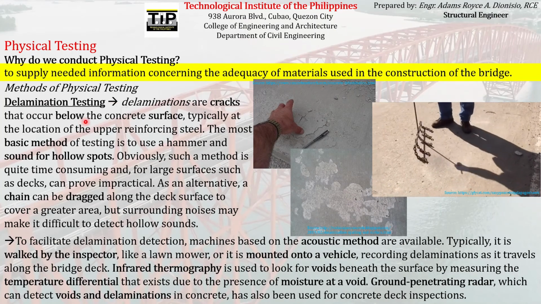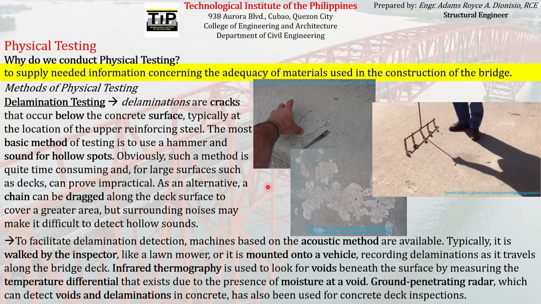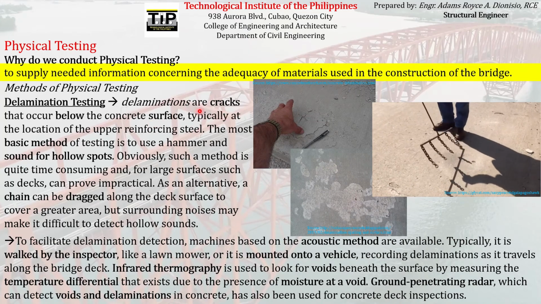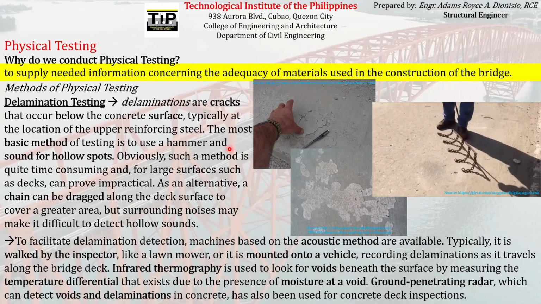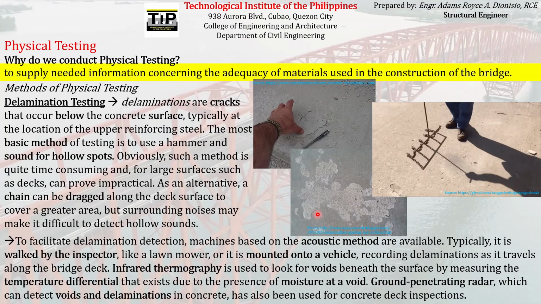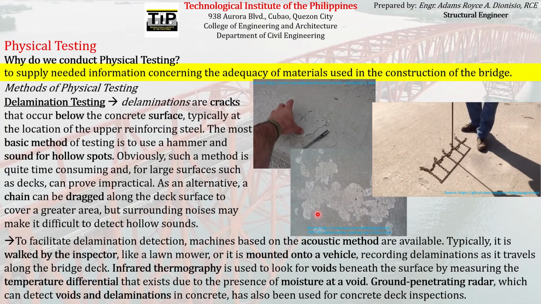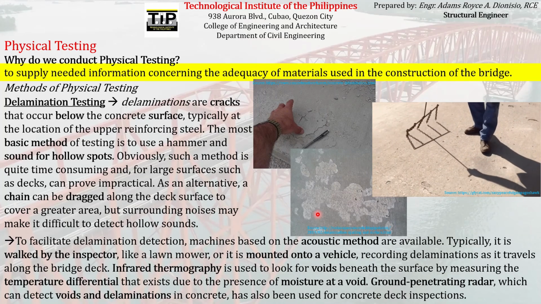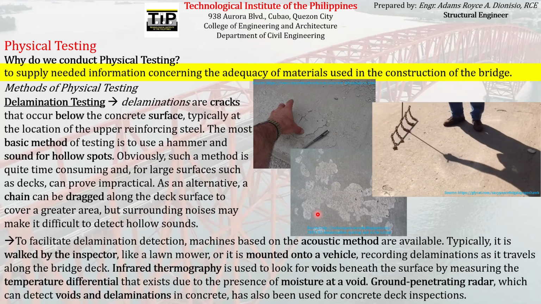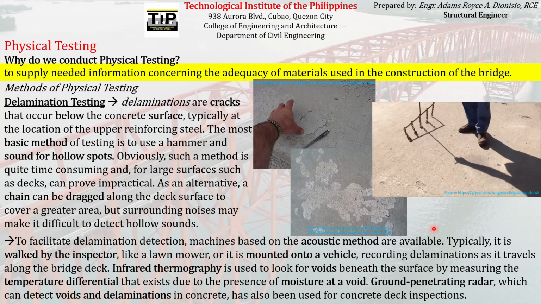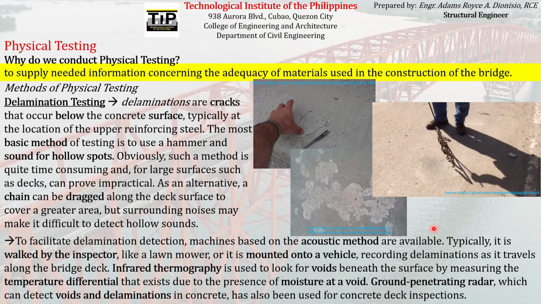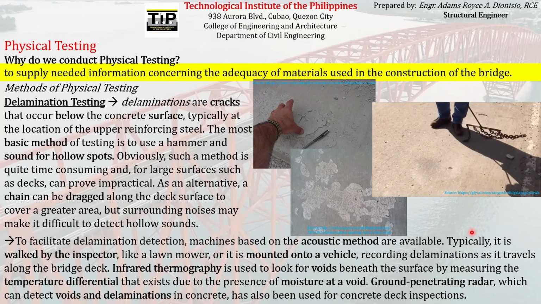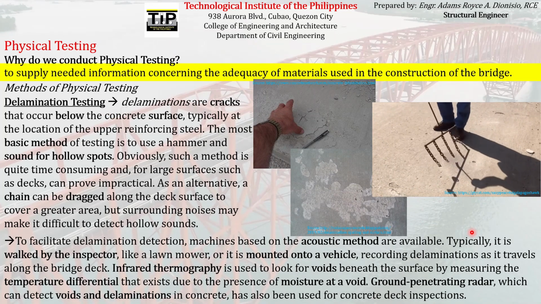So again, we usually conduct delamination testing to detect the locations of delaminations, or the cracks that occur below the concrete surface, because these delaminations can affect the strength of the concrete components of our bridge or highway structure. Therefore, it needs immediate action or attention and immediate detection. And we can conduct delamination testing to immediately detect the locations of delaminations.